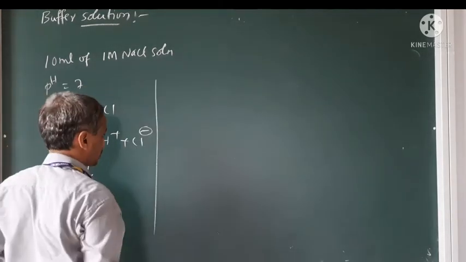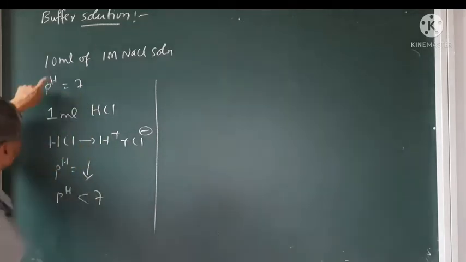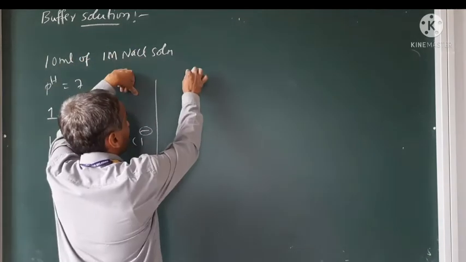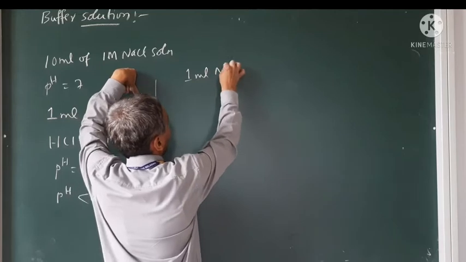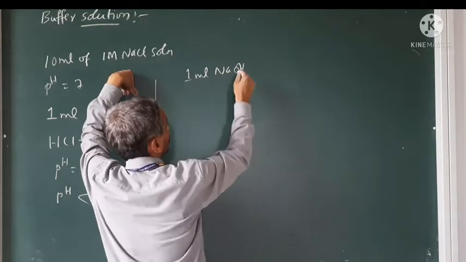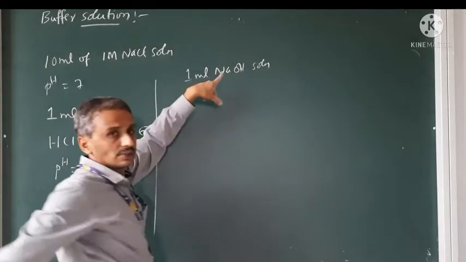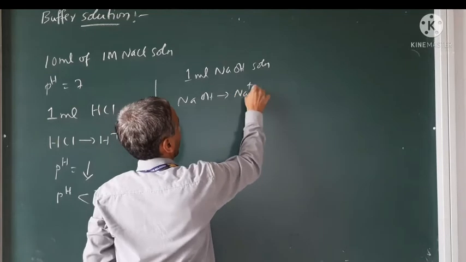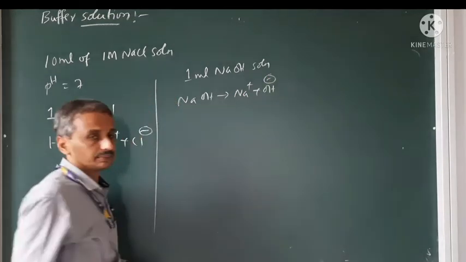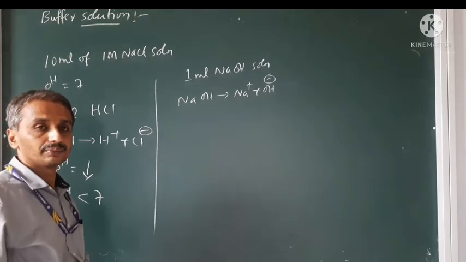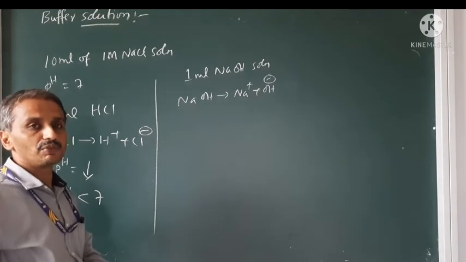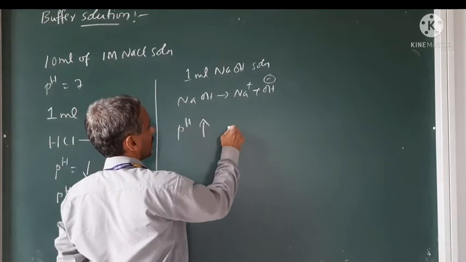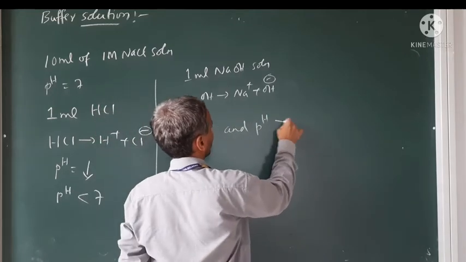Now, instead of this, to the same 10 ml of 1 molar NaCl solution, I will add 1 ml of NaOH solution. Strong base I am adding. Sodium hydroxide will give Na plus and OH minus. OH minus increases means the pH increases. pH will increase and become greater than 7.